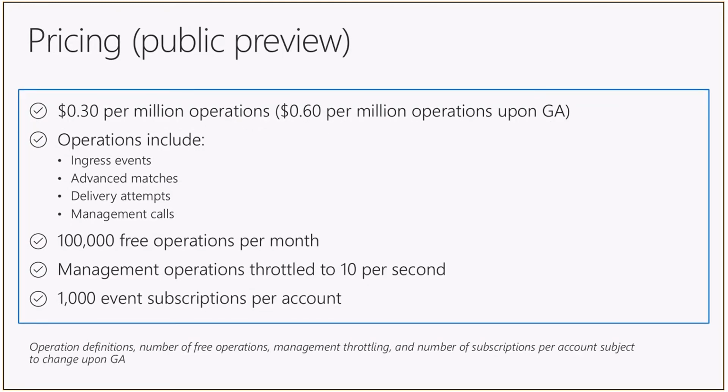So, how much is it going to cost? As I went over earlier, we're doing a per operation pricing model. Currently, we're charging 30 cents per million operations during preview, but it will be 60 cents per million operations in GA. An operation is any ingress into Event Grid. So when an event publisher publishes an event out. Advanced matches, so that's if you're using the suffix filter and other things to come. And every time we make a delivery attempt, that is also an operation, as well as management calls.